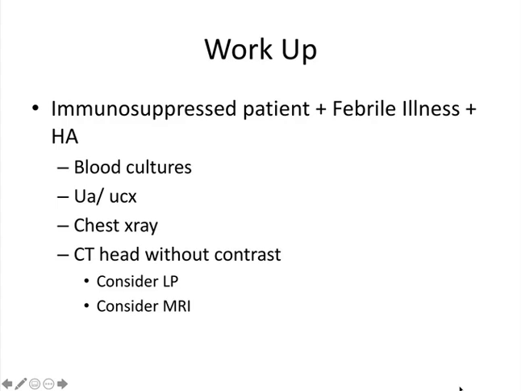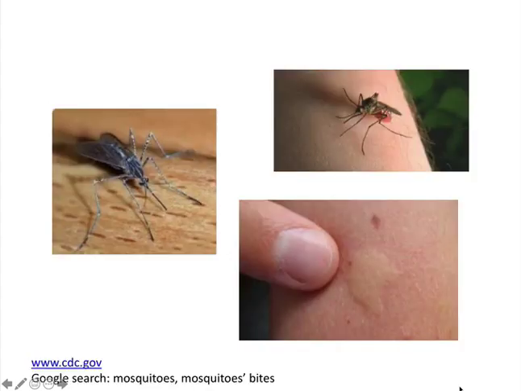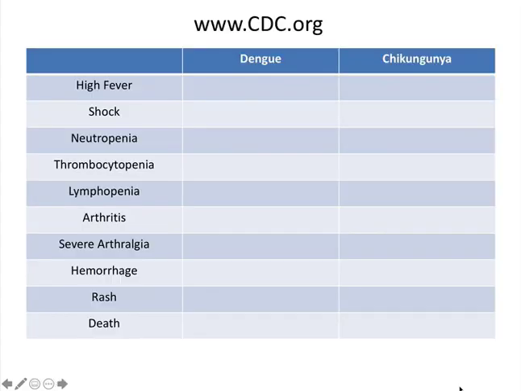Consider an MRI of the brain to rule out PRES, because after all, the patient is still on immunosuppression, and PRES is definitely within the differential diagnosis. What I'm trying to lean towards, though, because this patient is in South Florida, is that there are definitely new issues popping up related to mosquito-borne infections.